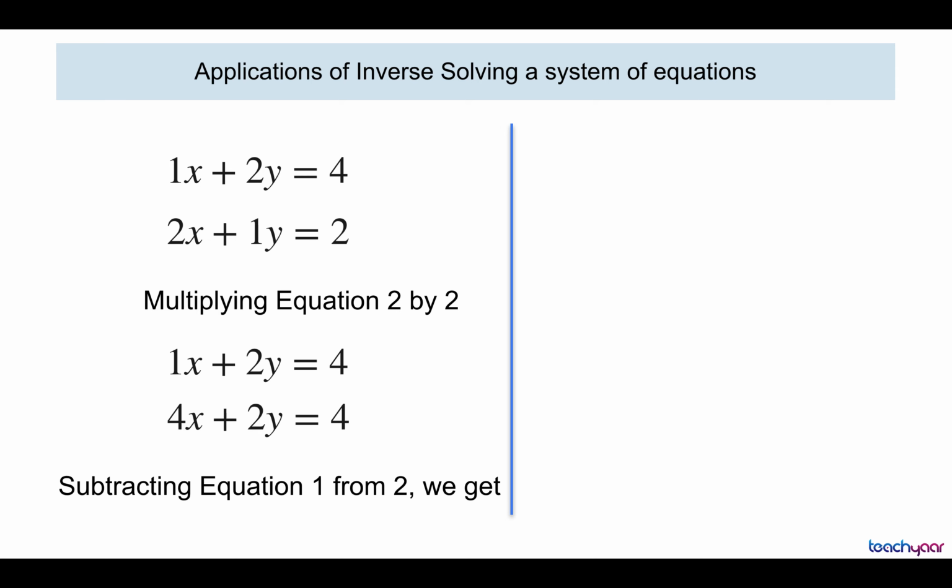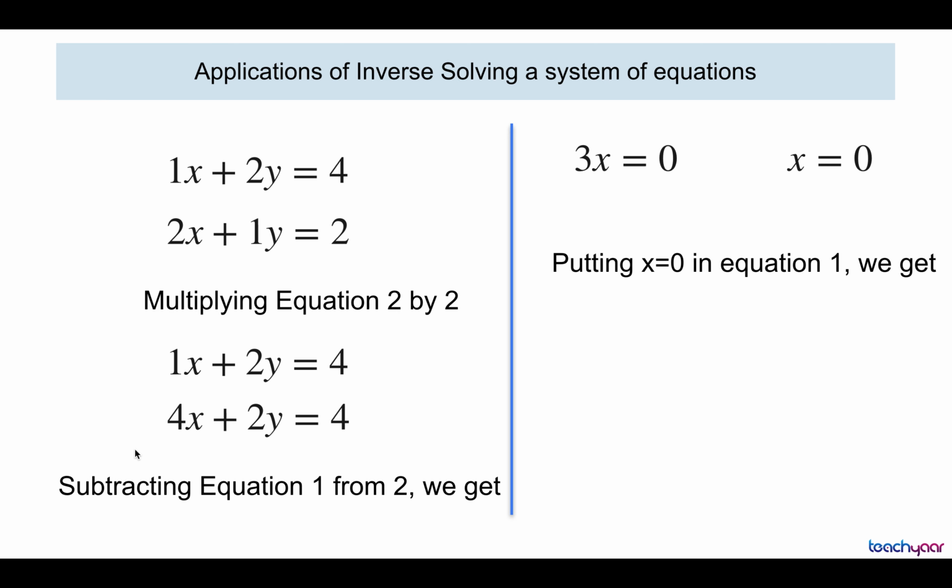And so you subtract equation 1 from 2. When you subtract that, you get 4 minus 1 is 3x, 2 minus 2 is 0, and 4 minus 4 is 0. So you get 3x is equal to 0, which tells you that x is equal to 0. Now that you've solved for x, you can put x into equation 1, and this term goes to 0. So you get 2y is equal to 4 because 1 times 0 is 0. And so y is equal to 2.